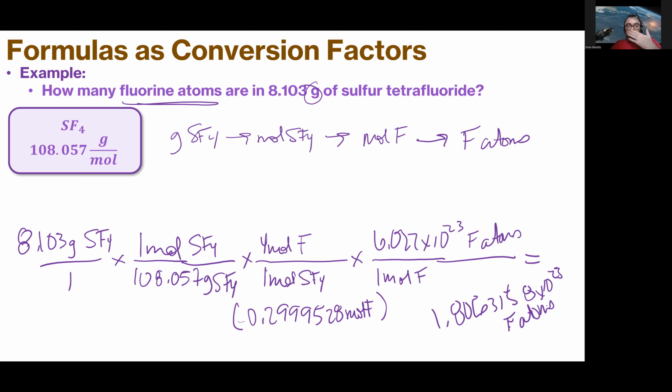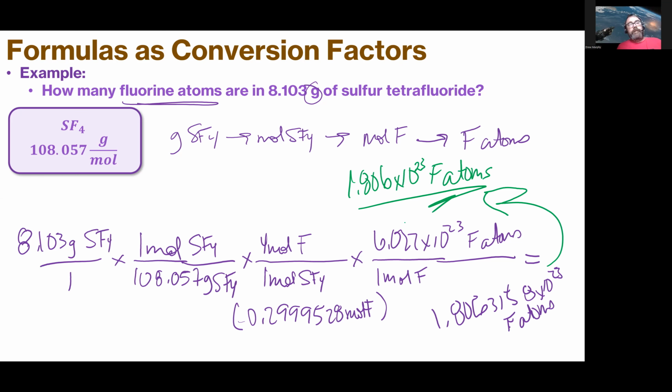And I've run out of room to round this. What do we want to round it to? 4 significant figures again. I'm going to hurt our brains here. I'm going to round it up here. 1.806 times 10 to the 23rd fluorine atoms. All right. You can do it. Okay.